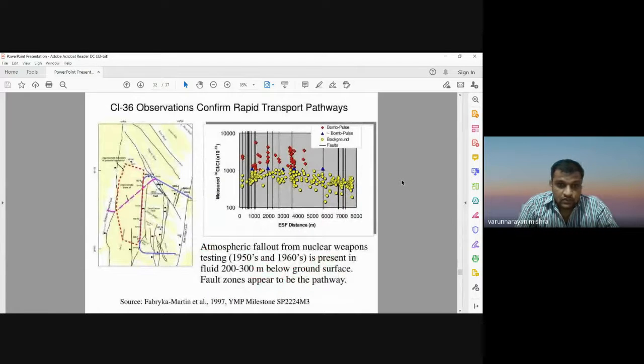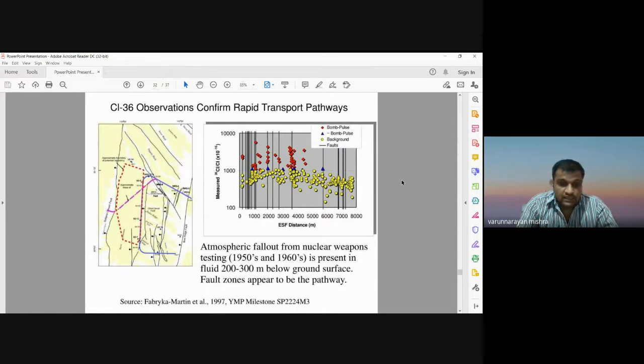Okay, so atmospheric conditions can also be important for disposal sites. So the decision support system also takes care of the environmental conditions.